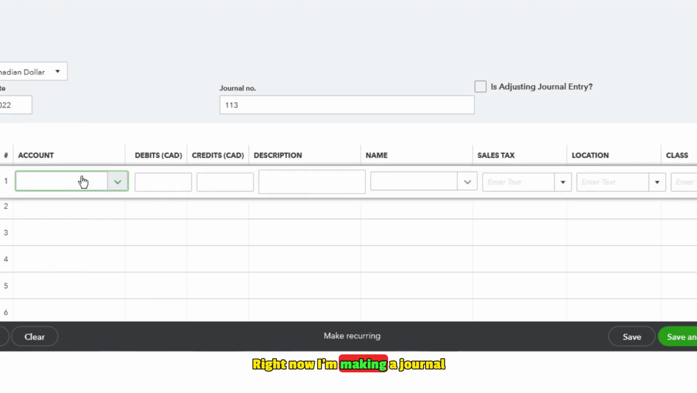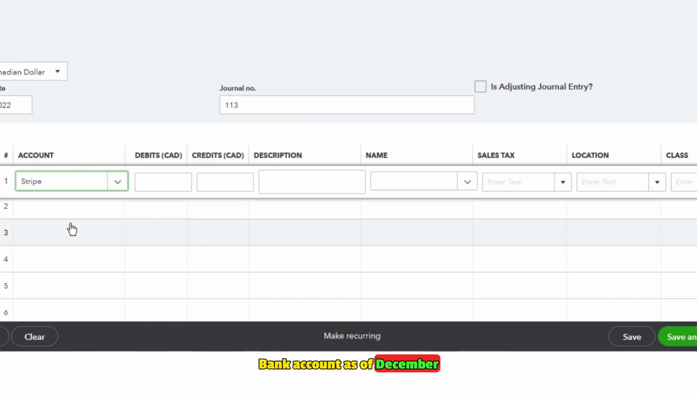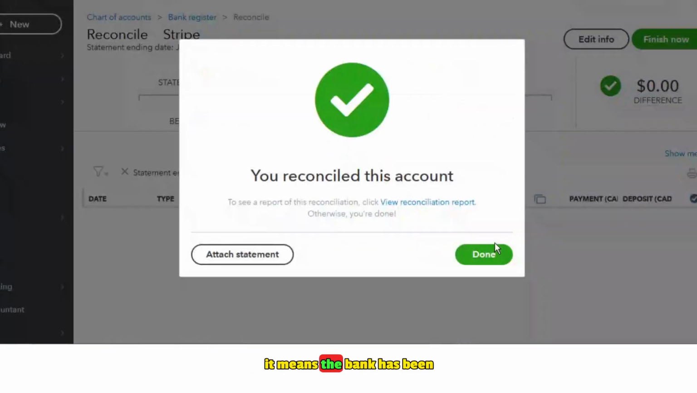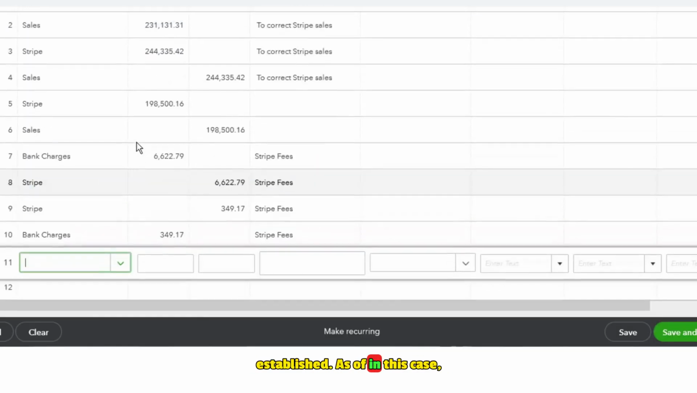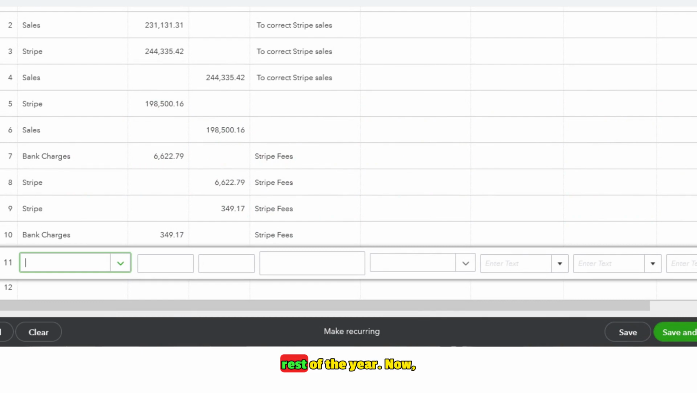Right now, I'm making a journal entry to establish the Stripe bank account as of December 31st, 2021. I'm actually going to do the journal entry in January 1st, 2022. So boom, once I get that green check mark, it means the bank has been established as of, in this case, January 1st, 2022, and I could start reconciling the rest of the bank for the rest of the year.